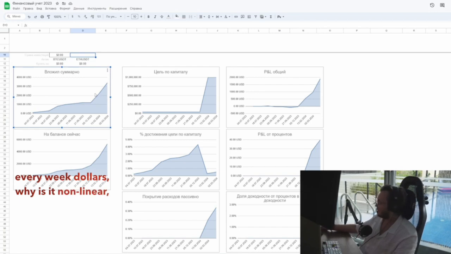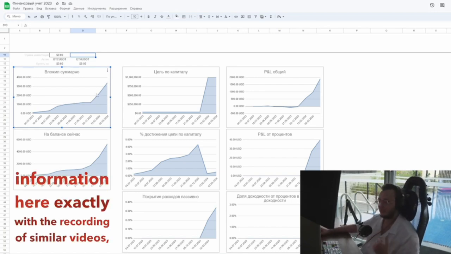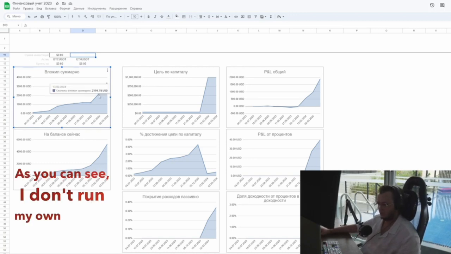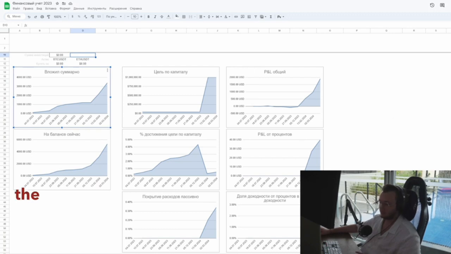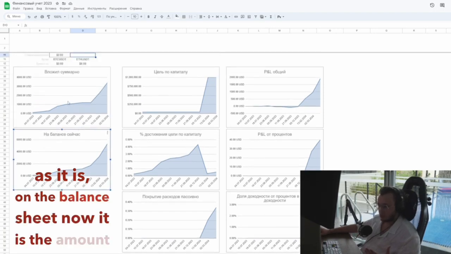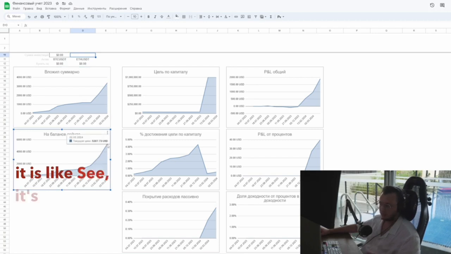Why is it non-linear? Because I'm updating the information here exactly with the recording of similar videos. As you can see, I don't run my own channel regularly. I shoot this column unsteadily, not once a week. The last time it was 3 months ago, or even four, but still less as it is on the balance sheet. Now it is the amount of my investment, plus the change in the exchange rate. It is like, see, it's growing exponentially, vertically, because the market has gone up so much. It can also go down in the event of a market fall.